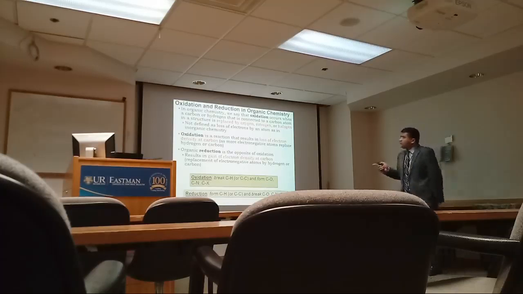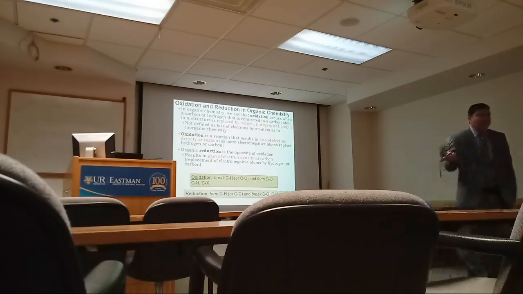We have one important slide here. I just want to touch base on this and then I'll let you go. Oxidation and reduction in organic chemistry. In organic chemistry, we say that oxidation occurs when a carbon or hydrogen that is connected to a carbon atom in a structure is replaced by oxygen, nitrogen, or halogen. It is not defined as in inorganic chemistry. In inorganic chemistry, the definition of oxidation was a loss of electron by an atom, right? This loss of electron is not happening here because they have shared electrons.